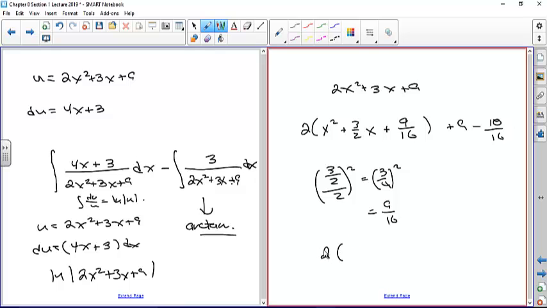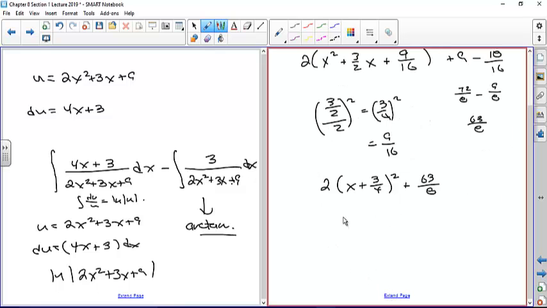so you would get 2 times x plus 3/4 squared, and here we'd have, okay, that'd be 9/8, and this would be 72/8. So you subtract that, you get 63/8 plus 63/8.